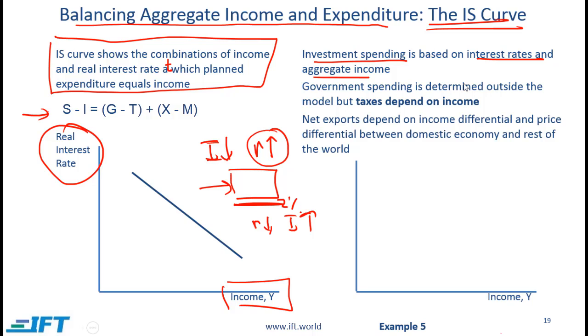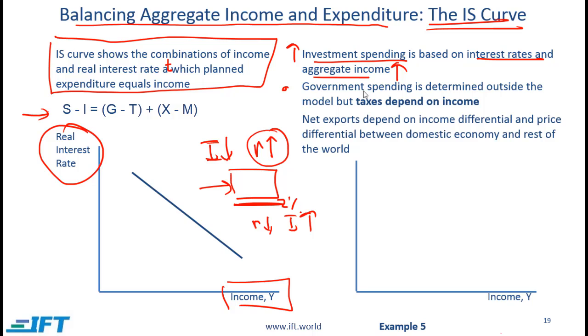What about the relationship between investment spending and aggregate income? Here we have a positive relationship, and it is fairly intuitive to see that if investment spending is up, then aggregate income is up.